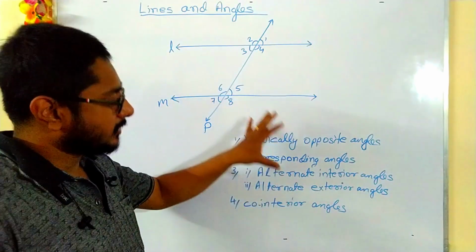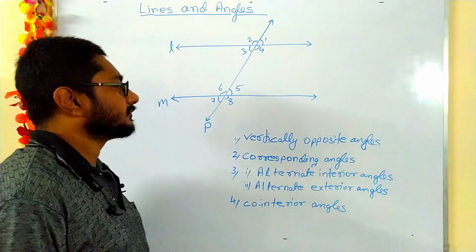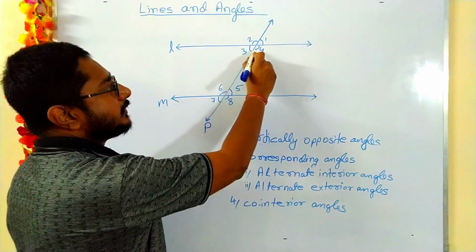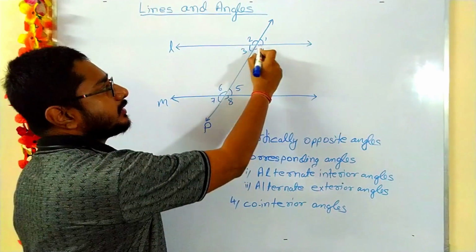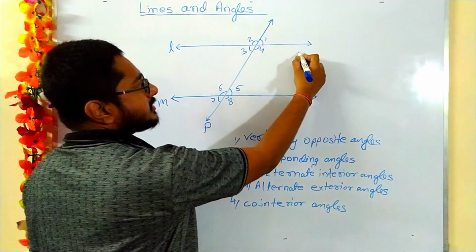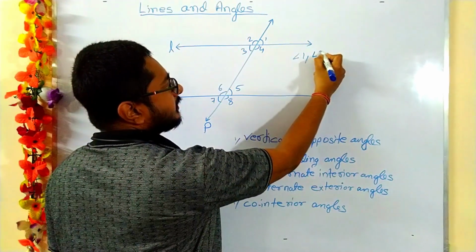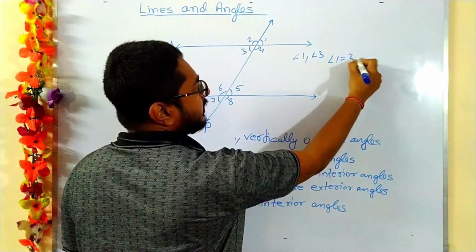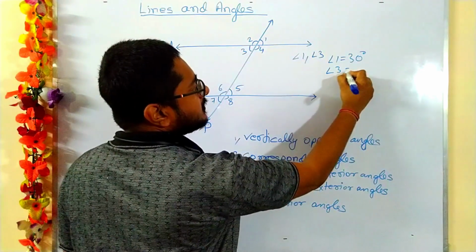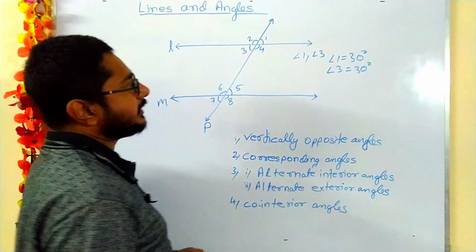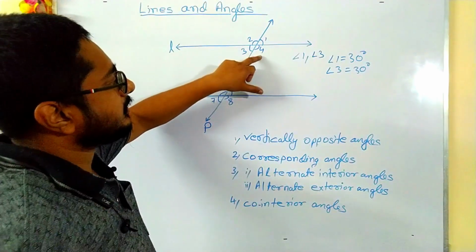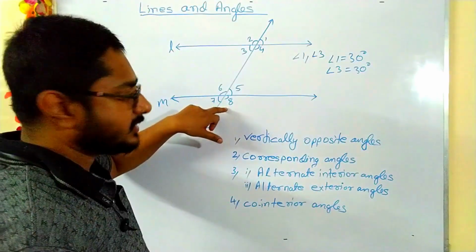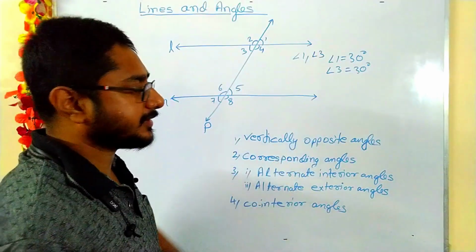Now these topics are very important for this chapter. So first one is vertically opposite angles. Vertically means vertex, you have to remember first. For the angles which are vertically opposite, that means angle 1 and angle 3, the values of both will be equal. Suppose the value of angle 1 is 30 degrees, then the value of angle 3 will also be 30 degrees. Same way, angle 2 is equal to angle 4, angle 5 equal to angle 7, angle 6 equal to angle 8. These are called vertically opposite angles.